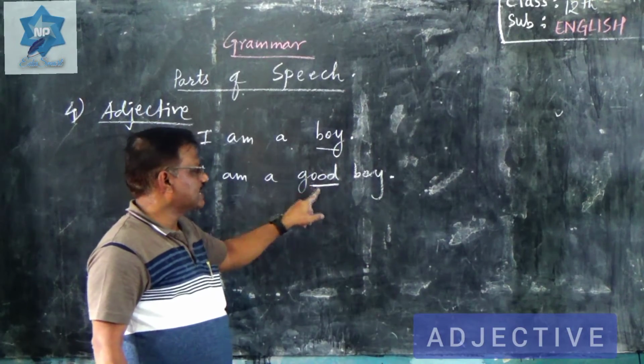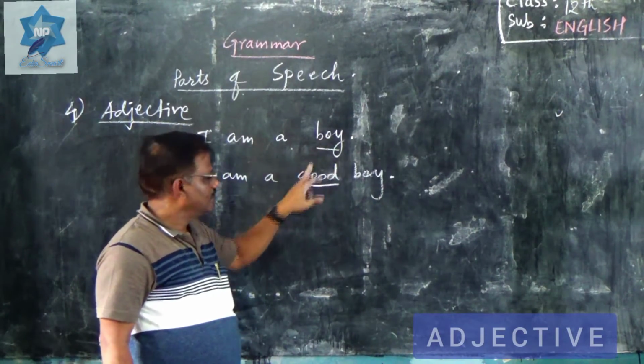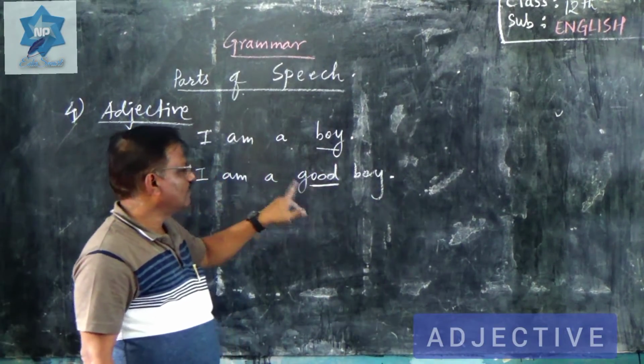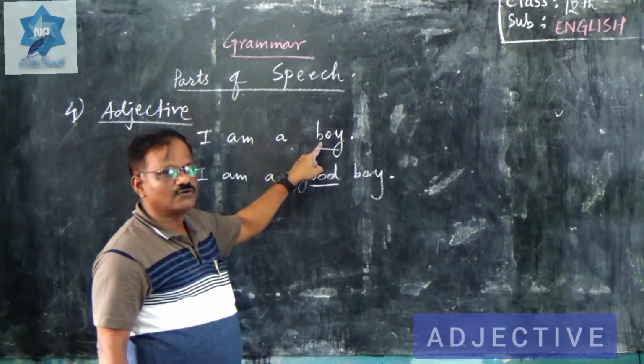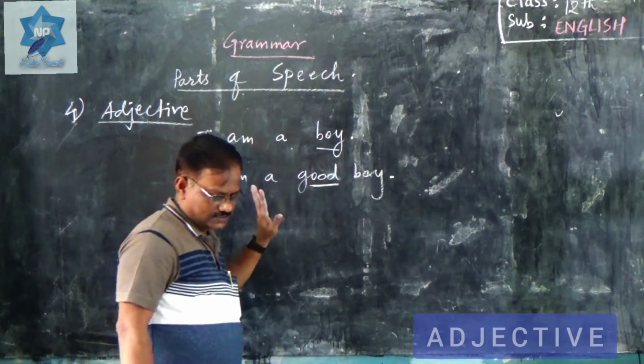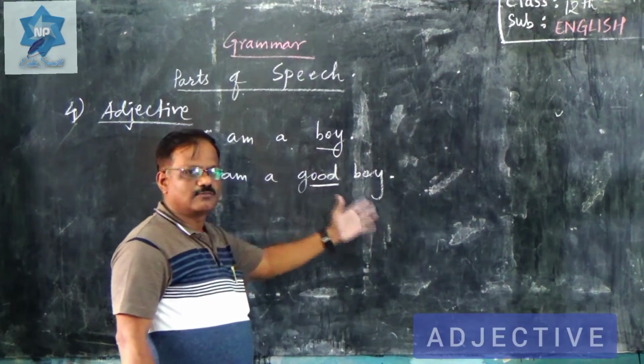So good is an adjective. Why? Because it modifies the noun boy. How is the boy? He is a good boy. In this way, when you ask the question how, the answer will be an adjective and nothing else. I am a good boy. I am a bad boy. I am a very emotional boy.